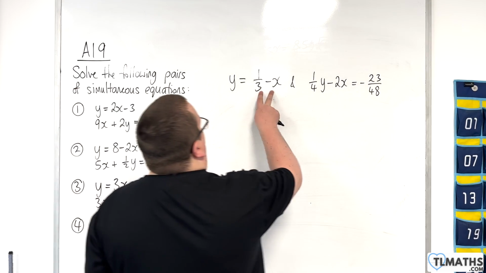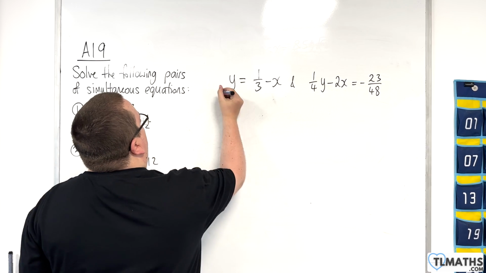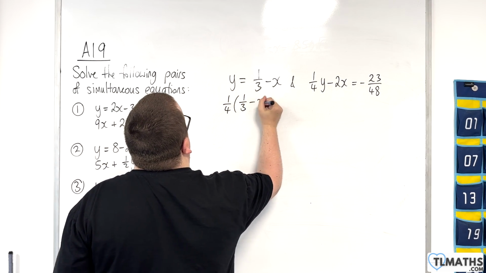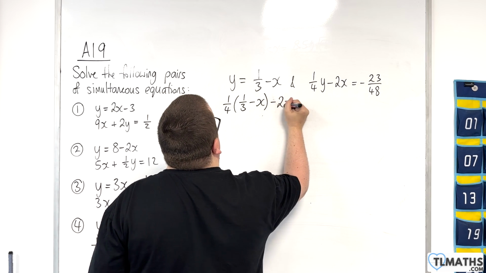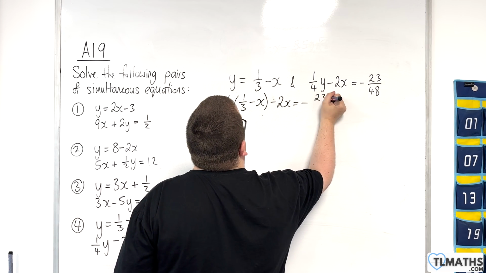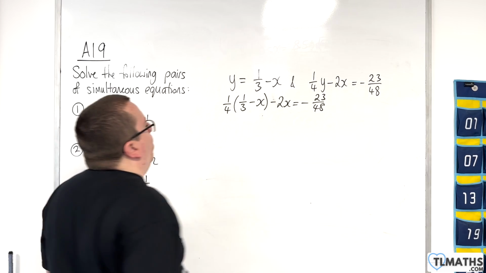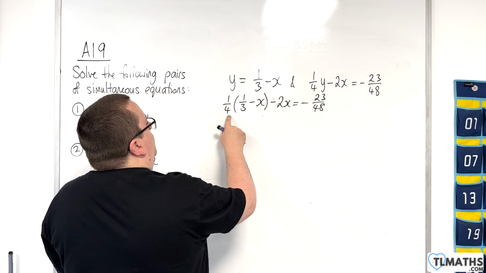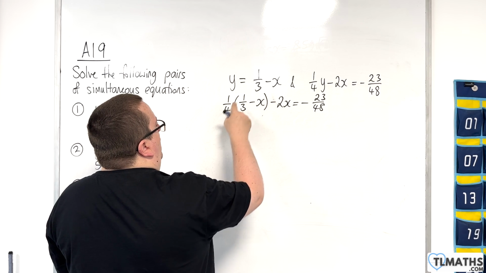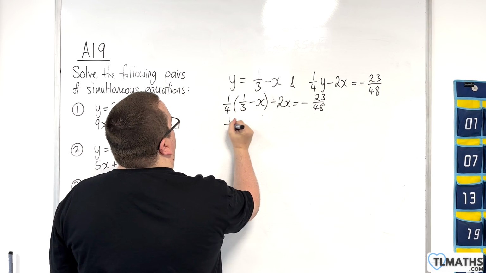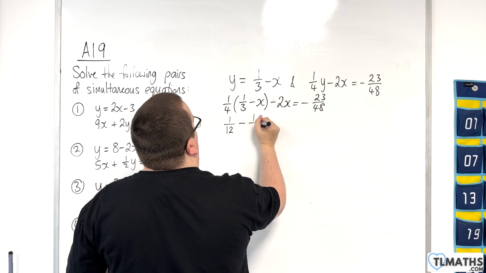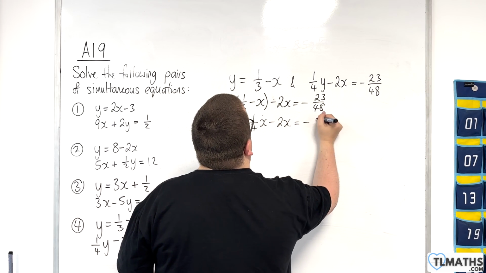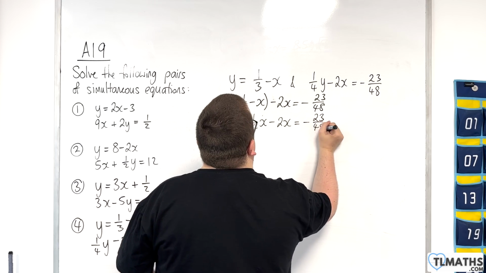So we're going to substitute 1/3 take away x in for the y. So we get 1/4 lots of 1/3 take away x, take away 2x is equal to minus 23 over 48. Okay, let's expand the bracket out. 1/4 times 1/3. 1 times 1 is 1. 4 times 3 is 12. So 1 over 12, take away 1/4 x, take away 2x is equal to minus 23 over 48.